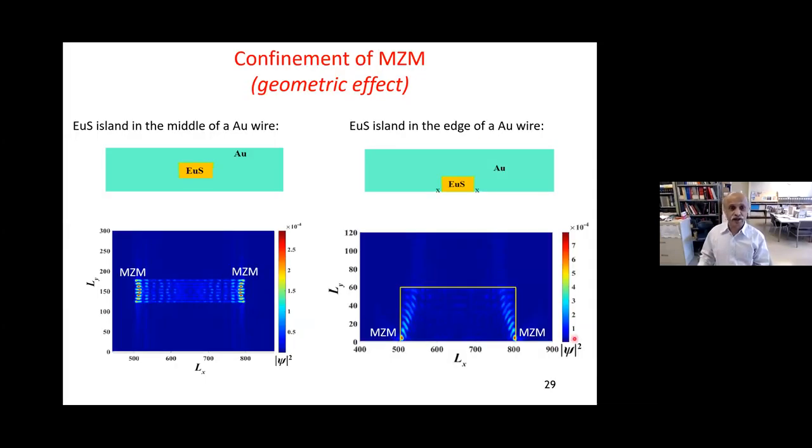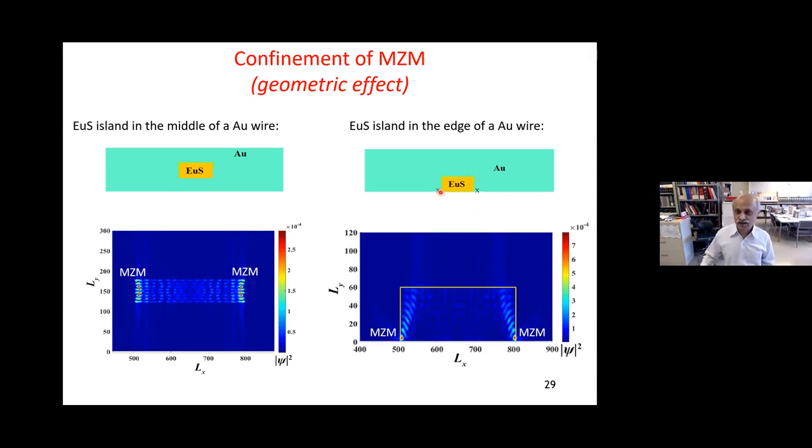So now the modeling was done by, again, the group, as I mentioned before. For example, we have 2 cases here. One is an island in the middle of the gold wire, and the model calculation shows that the Majorana is nicely defined along the edges, along the field direction. Whereas what you find is that the Majorana wave function is distributed along the edge. So it means it's not concentrated at a single point as such. So that's what we see in our measurement. I'll show you in a second.